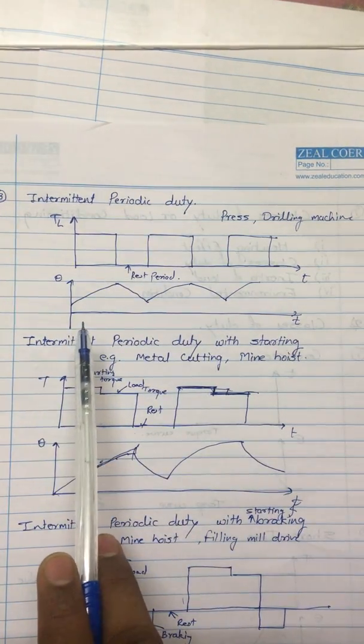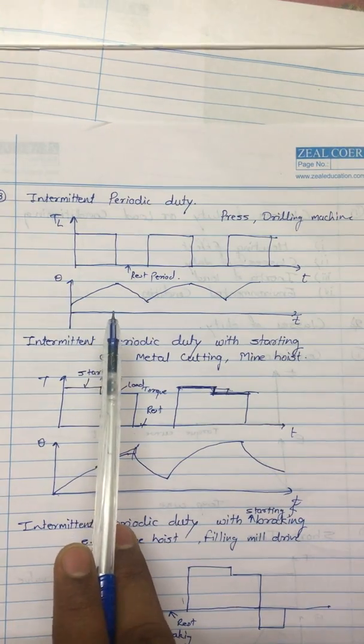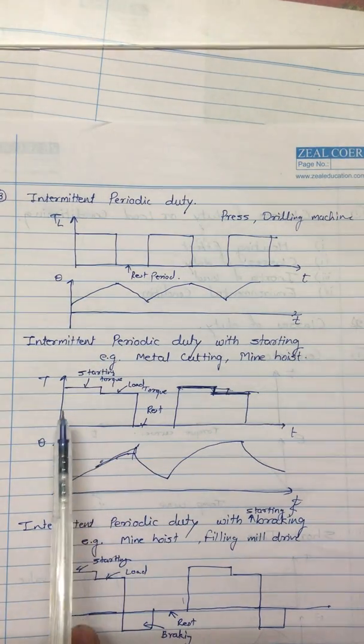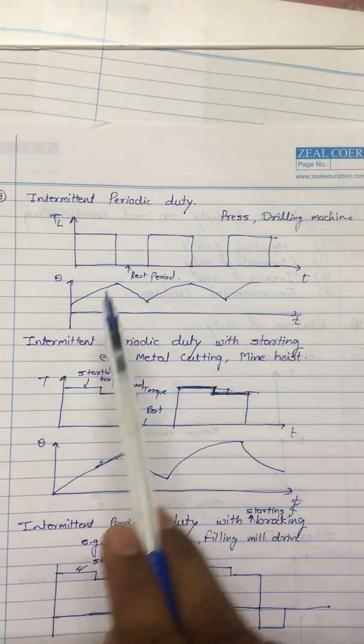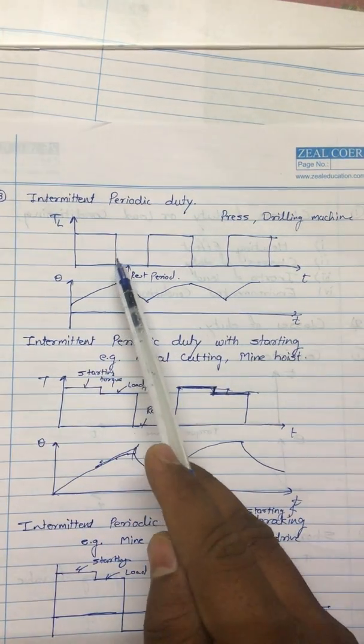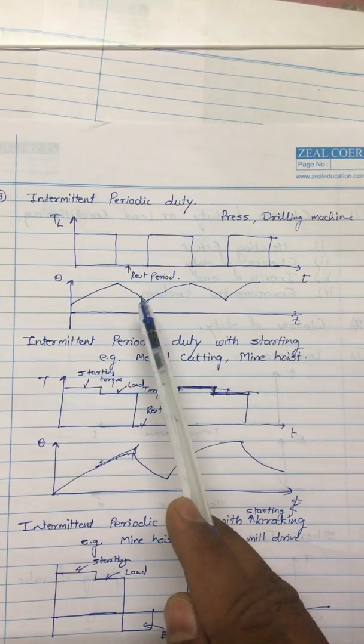Such motors are used for press, drilling machine, etc. The temperature curve is also shown. So in this period it will rise and it drops gradually, as shown in the figure below.